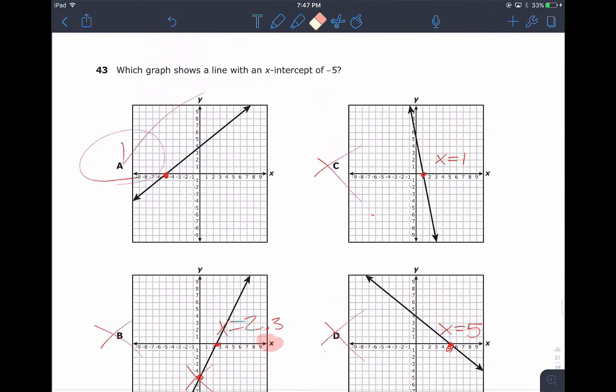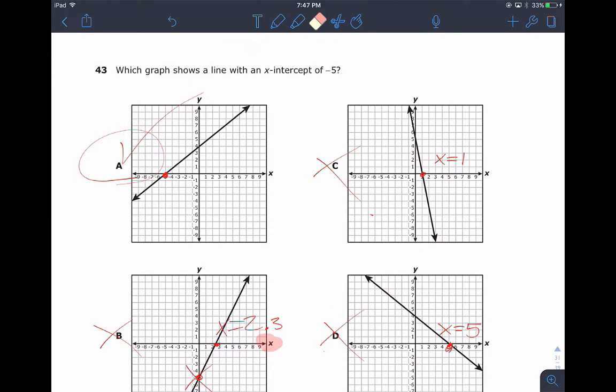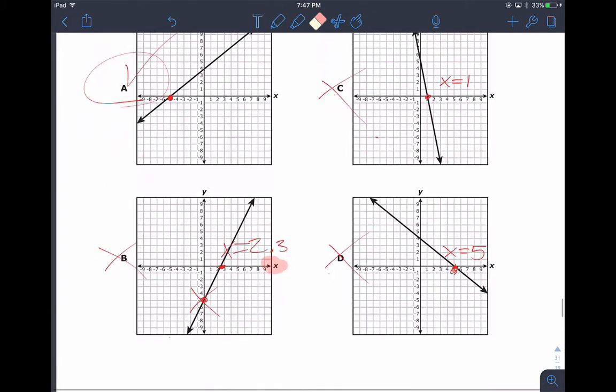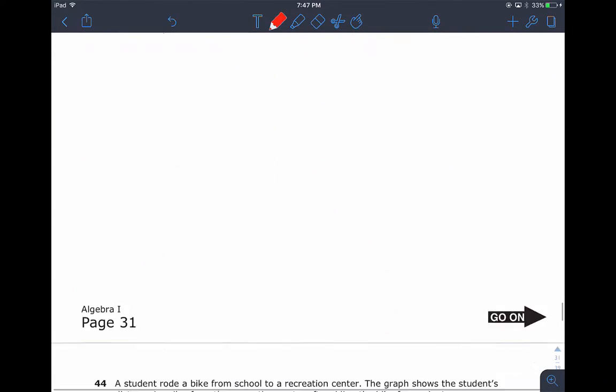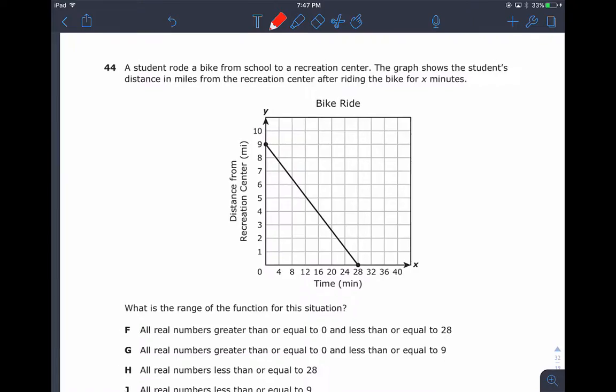Really not much to that problem. Hopefully you could get that one right on a test. One of those questions that gets you that 38% or whatever, right? All right, let's see what's going on here.